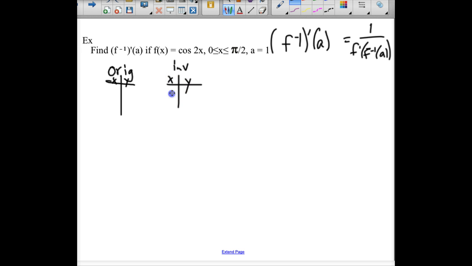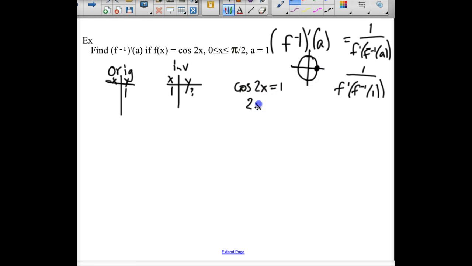So I'm putting 1 into my inverse here. So I need to find the output. So that's going to be the output there. So where will cosine of 2x equal 1? Do the inverse of cosine of both sides. Think about your unit circle. Where does cosine equal 1? Here cosine is 1.